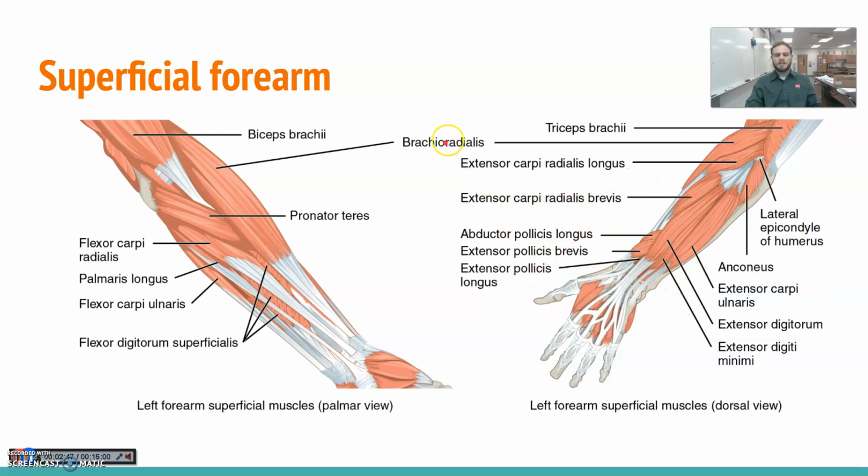One important one that we see here is this brachioradialis, which is going to be a very large muscle. You can see here on the palmar view and the dorsal view, this one looking from the front and this one looking from the back.